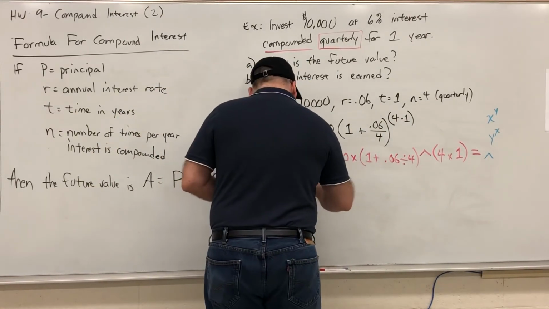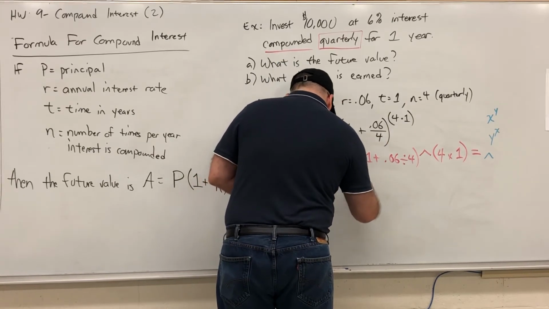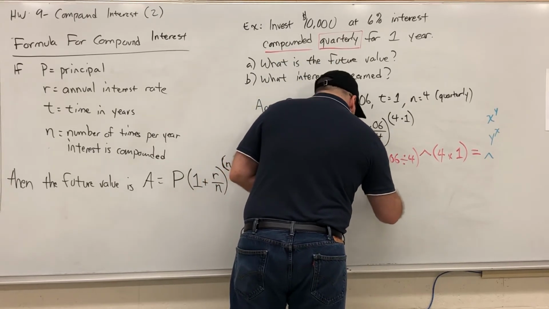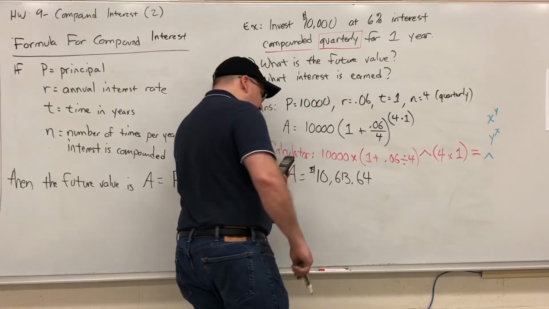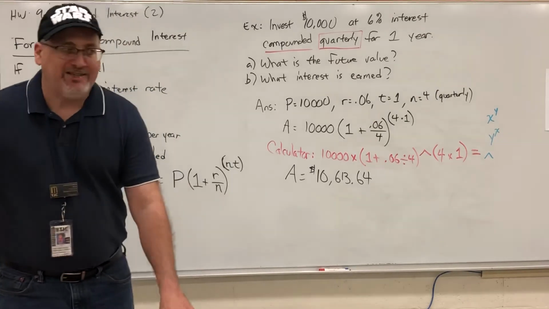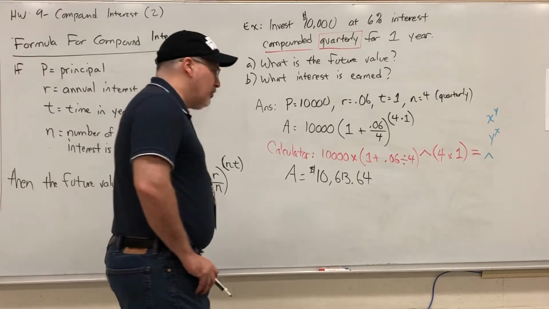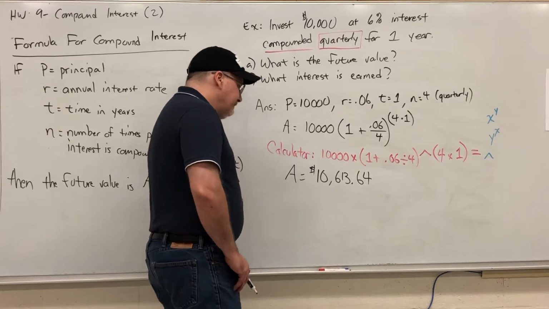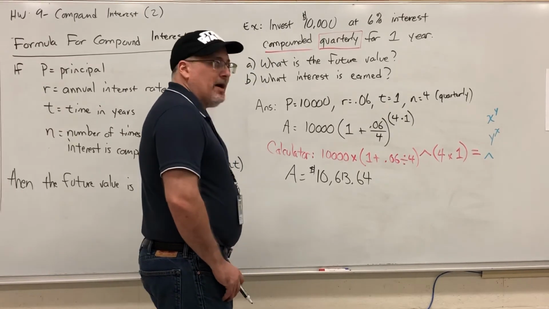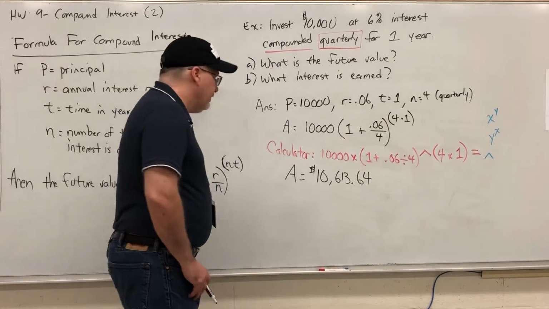We got that the future value was $10,613.64. I believe in the previous example we got 63 cents. We can attribute that to internal rounding between the beginning and the end of the problem in the previous video. But it's the same answer that we got before with one sequence of keystrokes in the calculator.